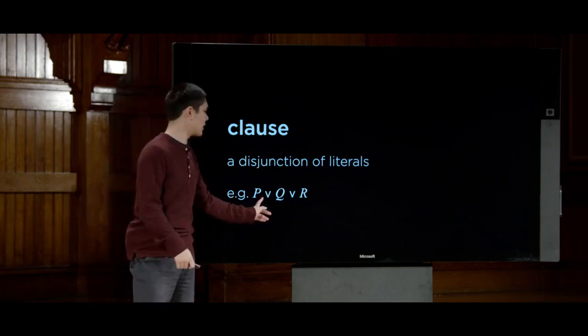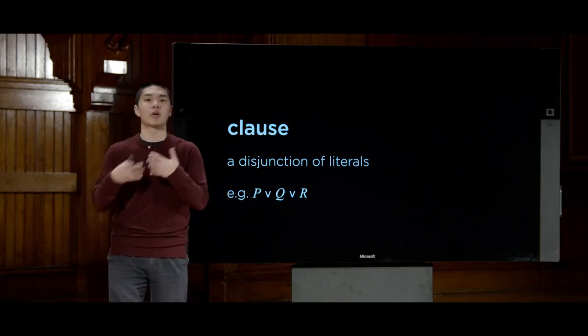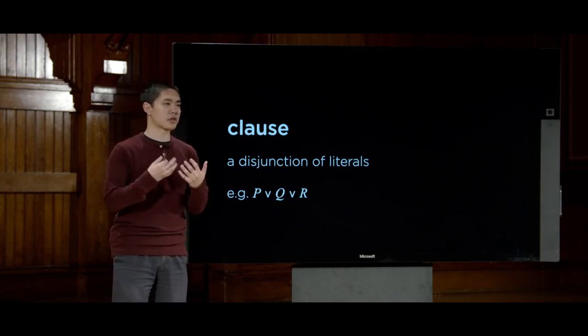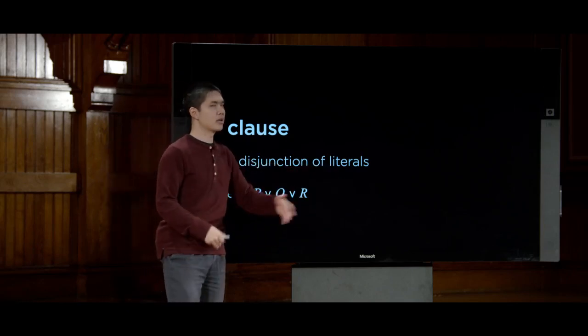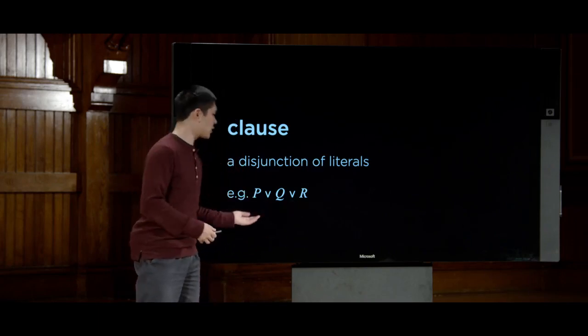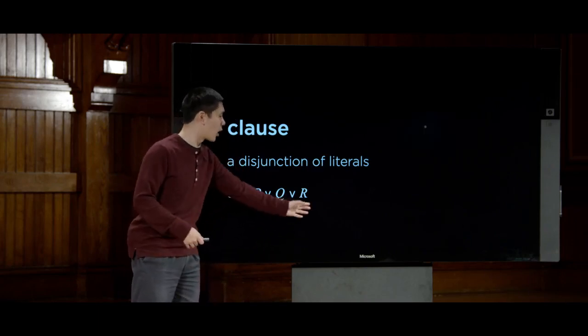So it's something like P or Q or not P or not Q. Those are all propositional symbols or not of the propositional symbols. And we call those literals. So a clause is just something like this, P or Q or R, for example.